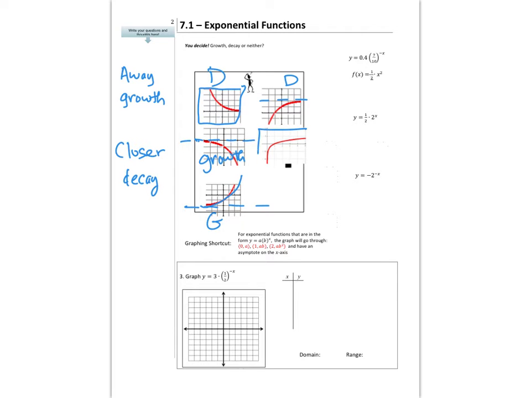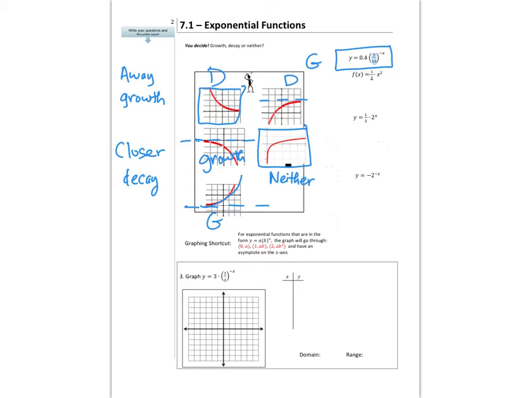Now, this piece right here is a trick question. That is a neither. This is actually a logarithmic graph. You're going to learn more about that soon. As far as equations go, I want you to realize that this equation actually is a growth equation. At first, when you look at it, it seems like it would not be because that fraction is less than 1.